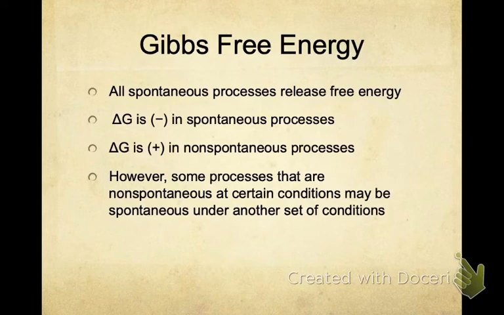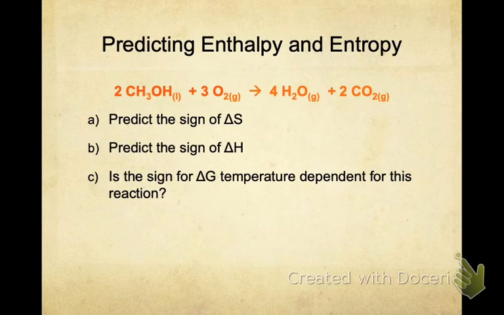Now we're going to go through some typical questions about predicting enthalpy and entropy. Remember, enthalpy is delta H, entropy is delta S. So we're going to talk about predicting here, and then we're going to do some math. The first question here, we're looking at methanol reacting with oxygen to form water and CO2. This is a combustion reaction because it's forming water and CO2, and the reactant is O2 that's reacting with the methanol. So I want to predict the sign of delta S.